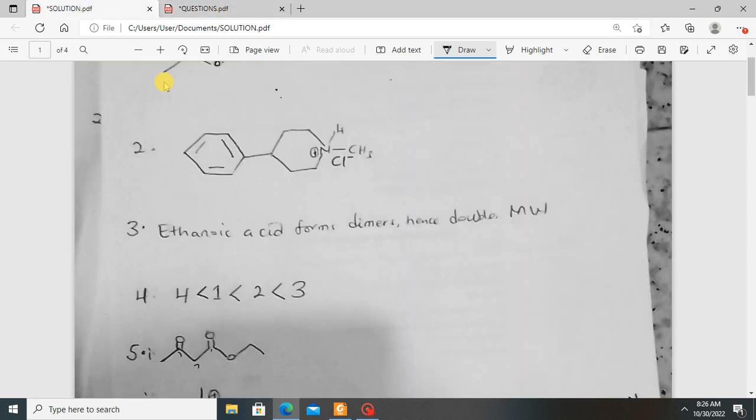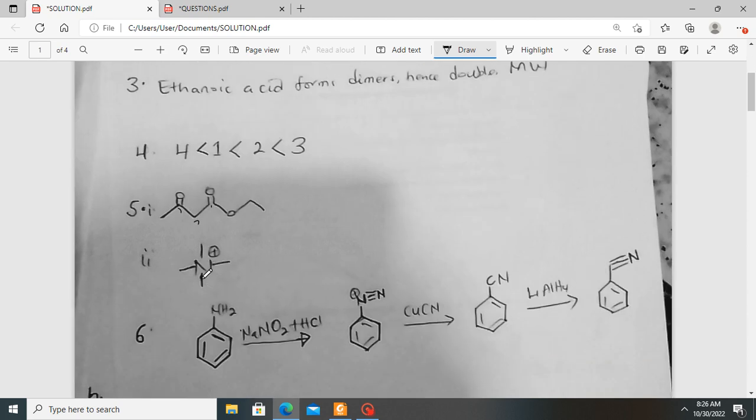So tetramethylammonium ion is this. There's a central nitrogen with four methyl groups, assuming a net positive charge. That is the tetramethylammonium ion.